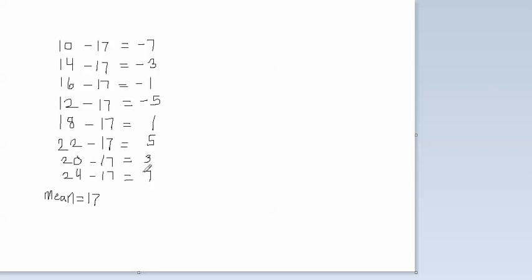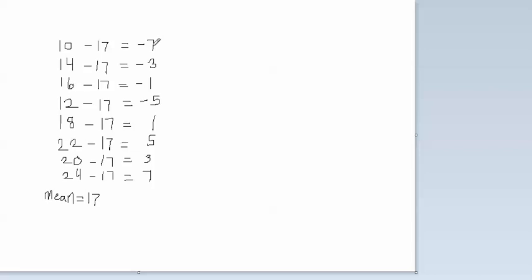In class I said that when you subtract the mean from each of the recorded data values, the answers that you get are called deviations. And before you can get a variance and standard deviation, you have to square all of the deviations that you've calculated.